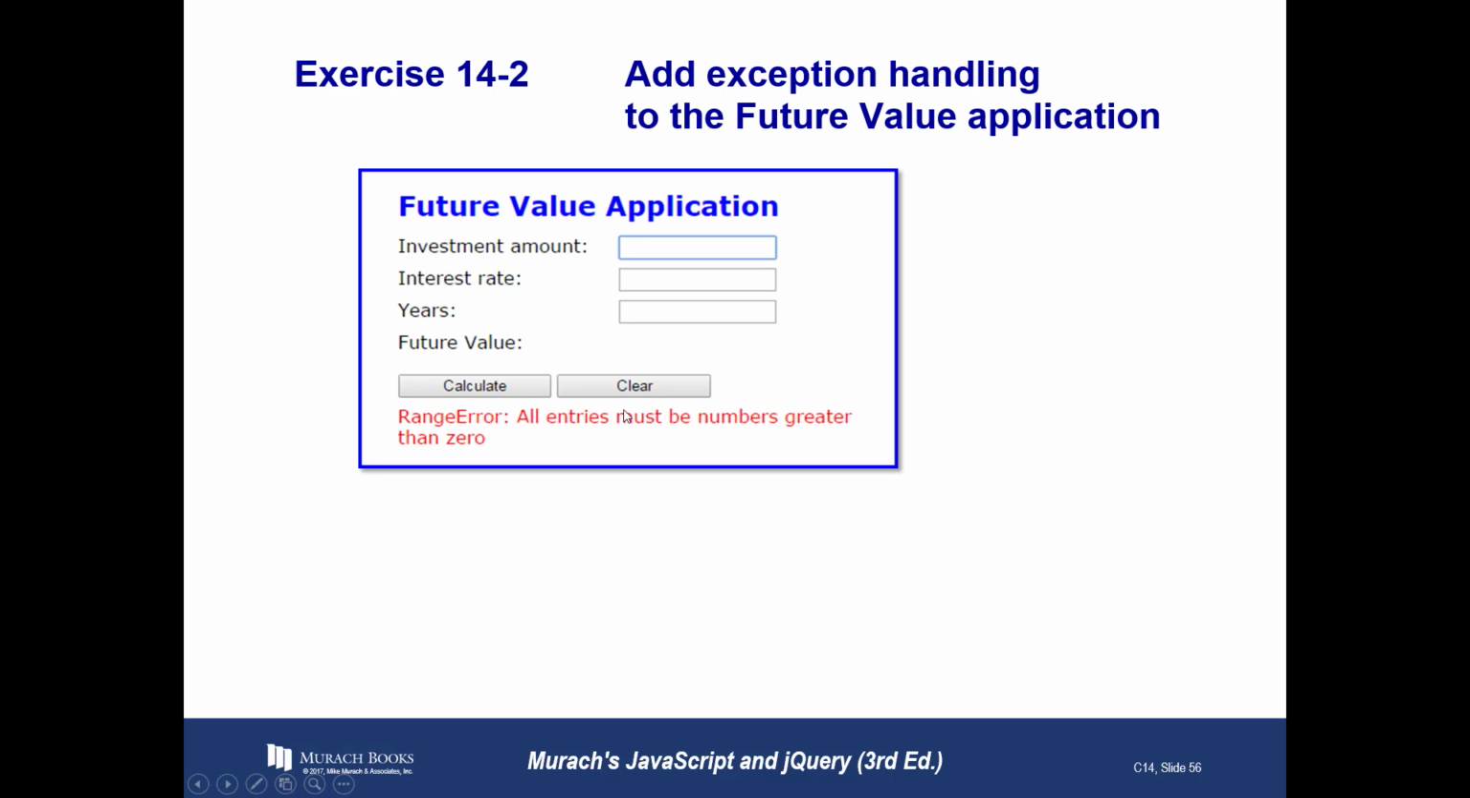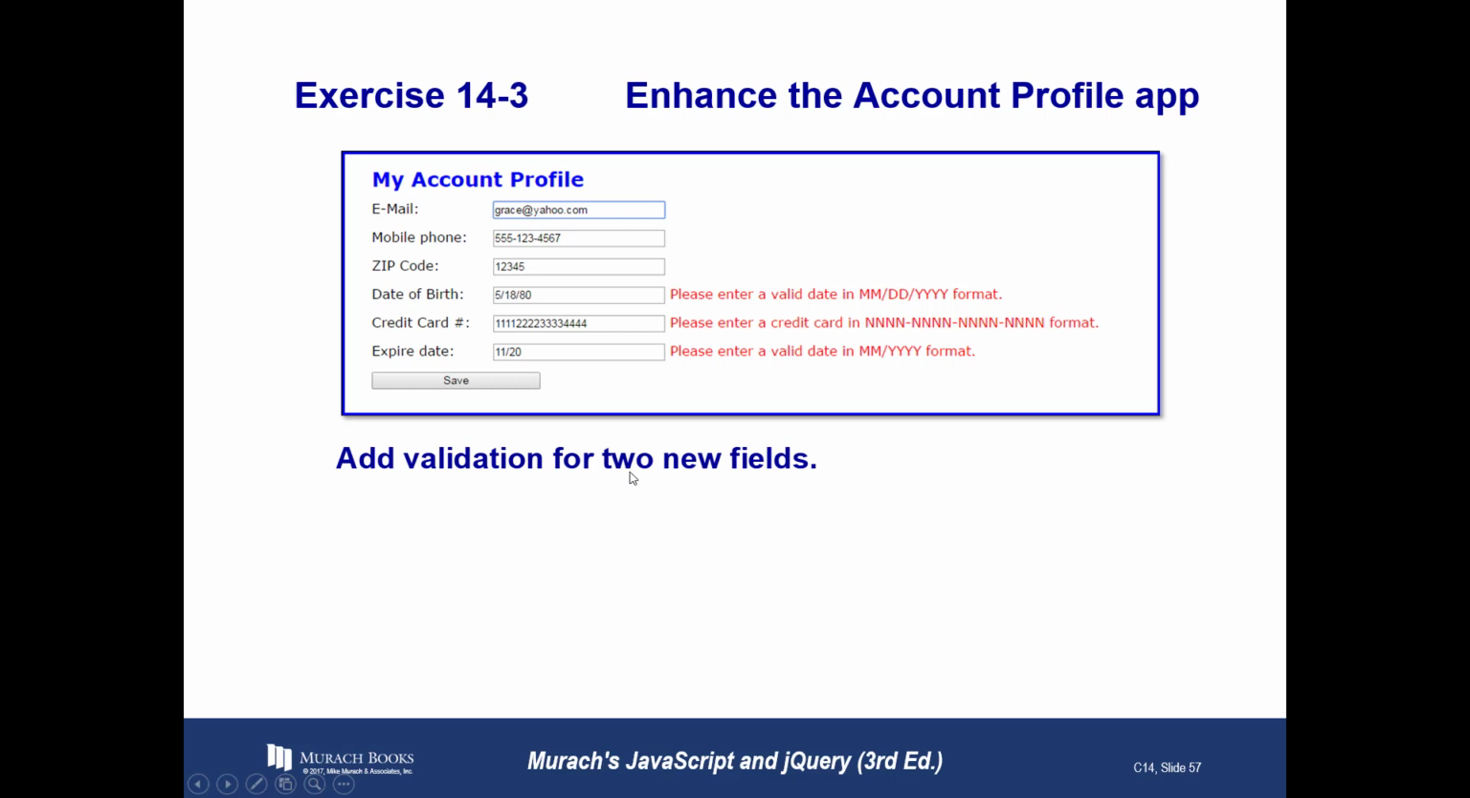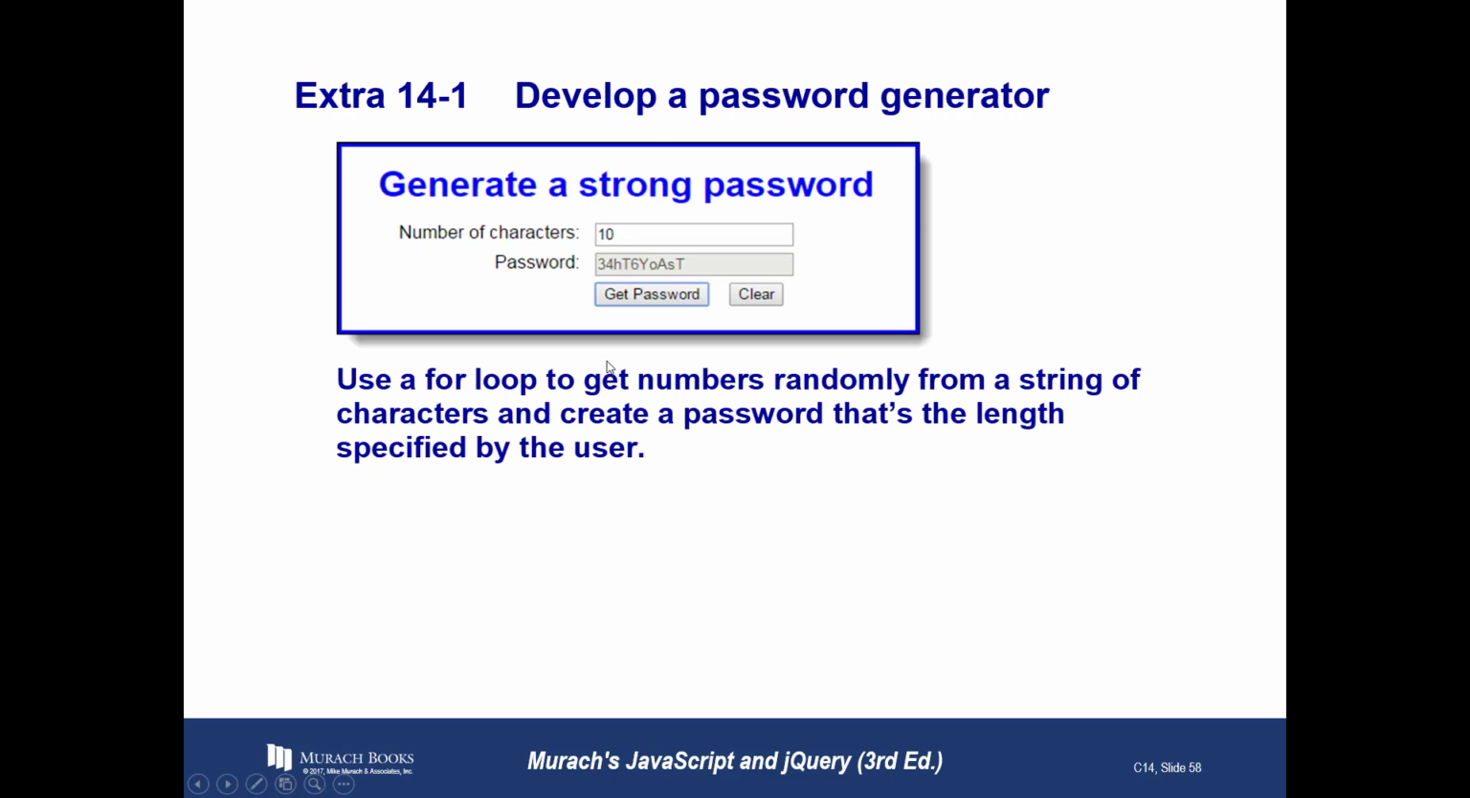Here they're throwing a range error. Notice there's nothing in there, and the entry must be a number and it must be greater than 0. Here we're adding a date of birth. I guess that was in there already, but credit card. What it says is we need the hyphens in there. An expiration date needs 2 or 4 numbers at the end to signify a year.